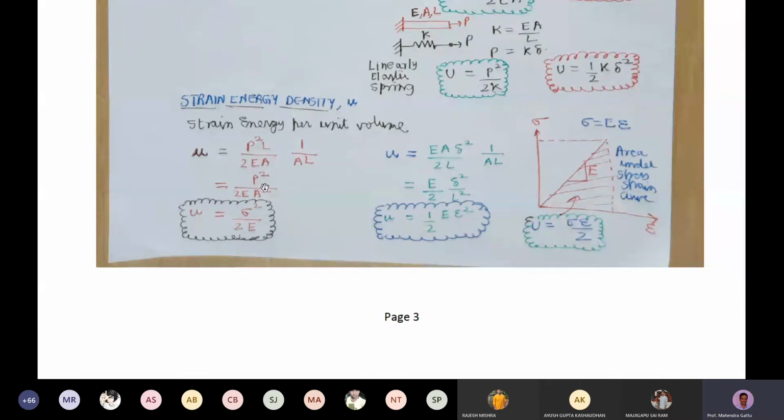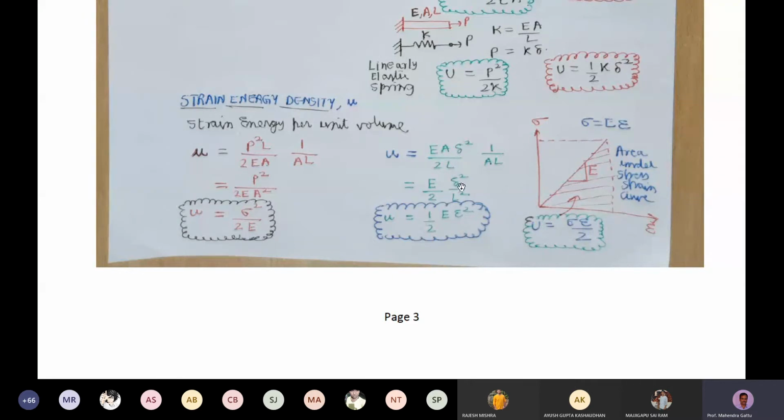Or we can write the strain energy density from the deflection in terms of elongation. So we have k delta square by 2, where k is EA by L. We divide by the volume term, AL. A and A will cancel out, and we'll have E by 2 into delta by L whole square. Delta by L is the total elongation by the original length, so that is strain. So strain energy density also equals half E epsilon square.